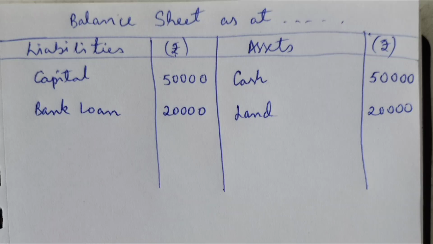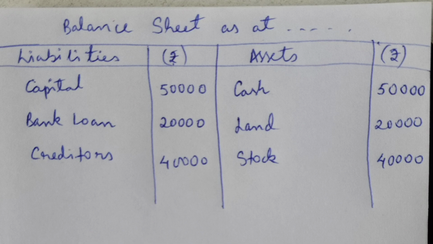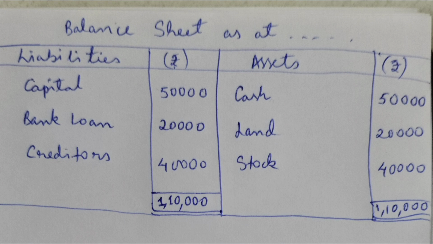Now, in the next case, you have purchased land, and you also have the capital. Now you want to purchase goods. Goods means our stock, say 40,000. You have purchased goods worth 40,000. These goods you have not purchased on a cash basis, but on a credit basis from your creditors. So on the asset side, you will write stock 40,000 and creditors on your left hand side, you will write 40,000. Okay, so when we total this liabilities column and the assets column, it must be equal.